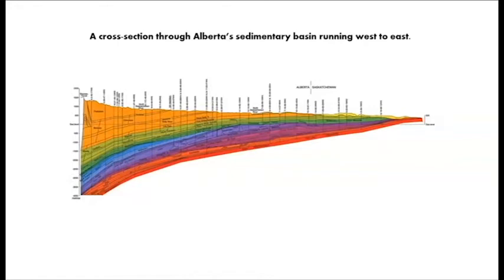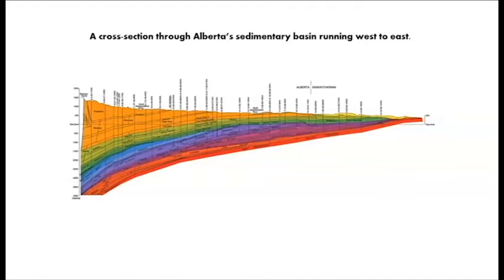So when we map the subsurface using oil and gas wells, each oil and gas well represents one data point, but we have many hundreds of thousands of these data points across the province. So we use those oil and gas wells to make a model of what we think these sedimentary rocks are like in the subsurface.